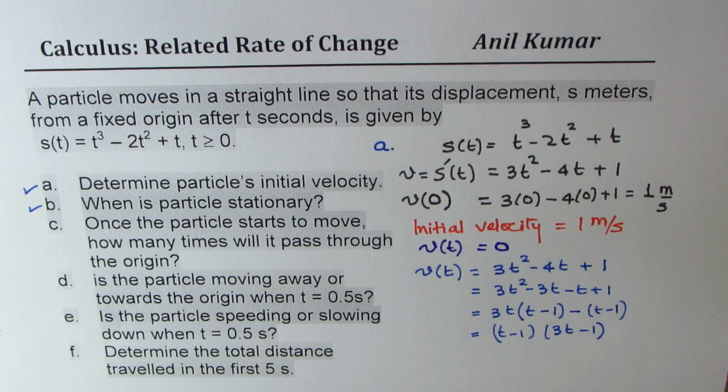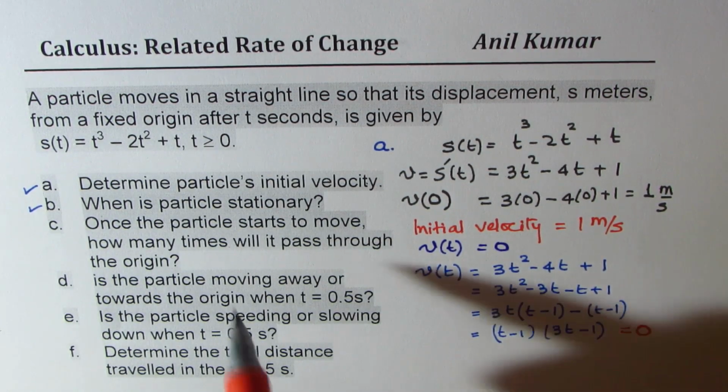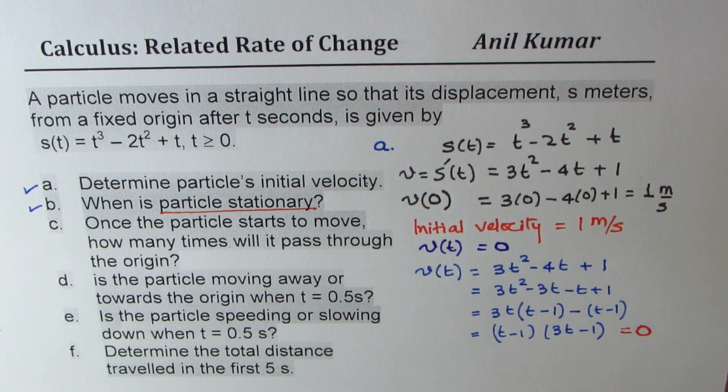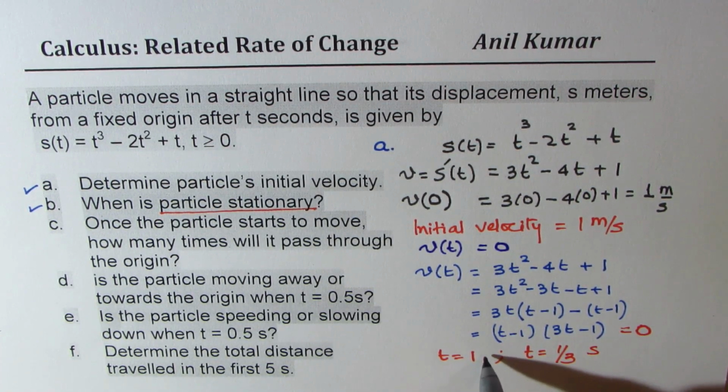When will this be 0? So we will now try to figure out when this is equal to 0. That is what we mean when the particle is stationary. Clear? So we have two times: when t equals 1, this will be 0, and when t equals 1 over 3, that will be 0. So those seconds, time is in seconds, is our answer. Perfect. So we got two parts.